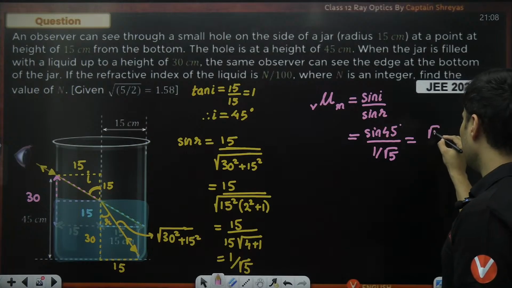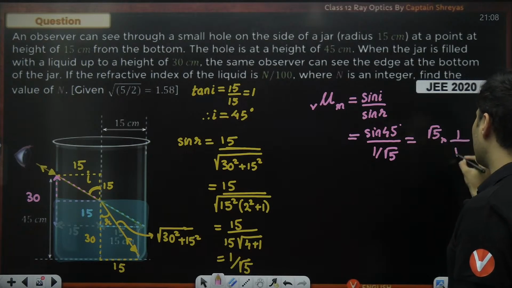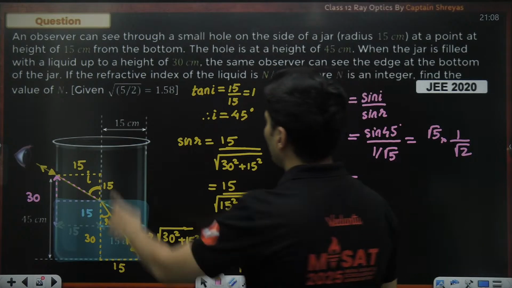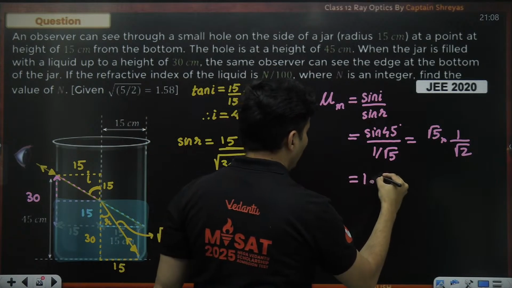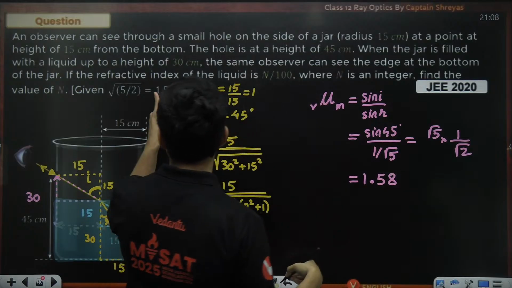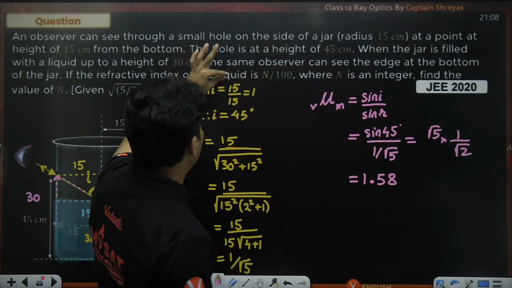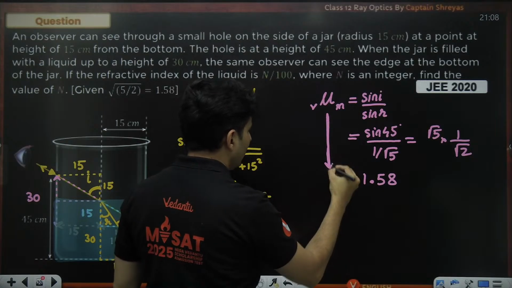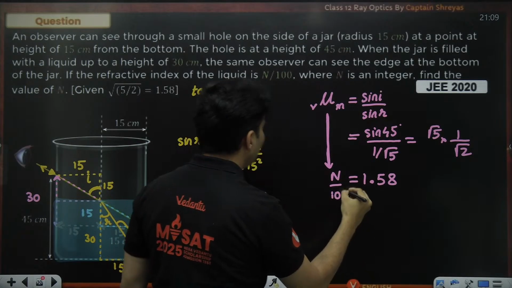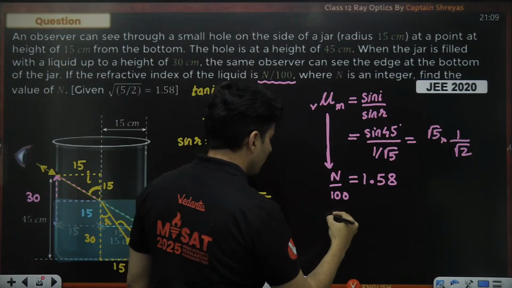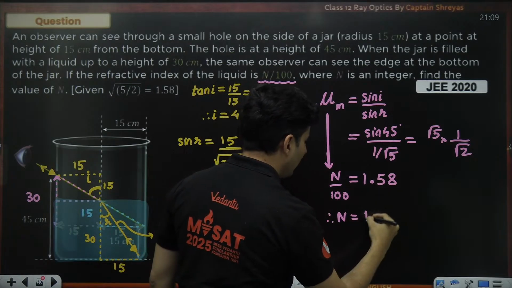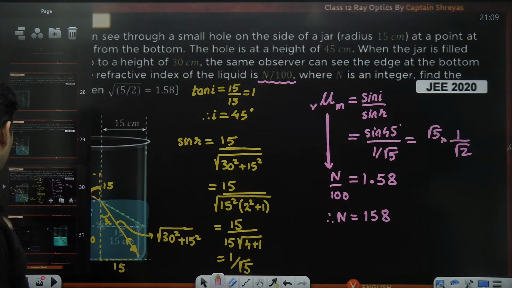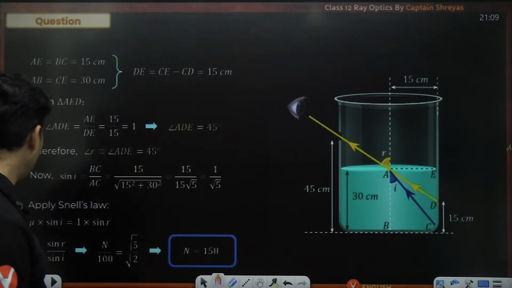So root 5 will go on the top. Sine 45 is 1 by root 2. So we get root 5 by root 2, which is nothing but 1.58. It is already mentioned that the refractive index is n by 100. So this value is given to be n divided by 100. Therefore, n will be 100 into 1.58, which is 158. Hence, the correct answer is 158.